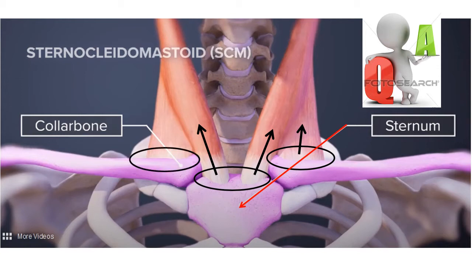Here is what is happening on the right side, and this is the clavicle. Here it is called what? It is called the collarbone, sending another part of the sternomastoid, and these two parts will join together.